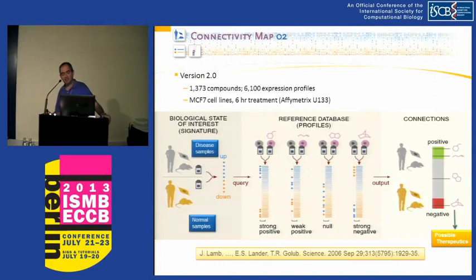What they did was build a reference database of many compounds in a cell line, a breast cancer transformed cell line, MCF7. You compare your disease profile with your reference profiles, and when a reference profile has a signature that is the opposite of your disease profile, that may tell you that you may be able to reverse the disease using that compound. And they had some very interesting results.